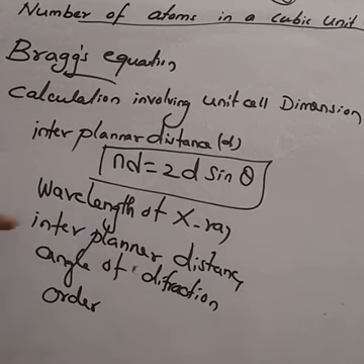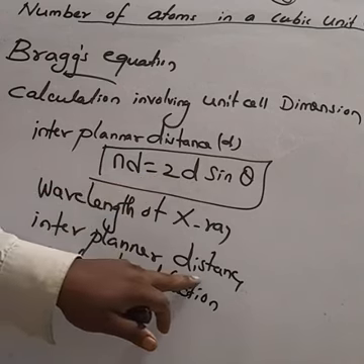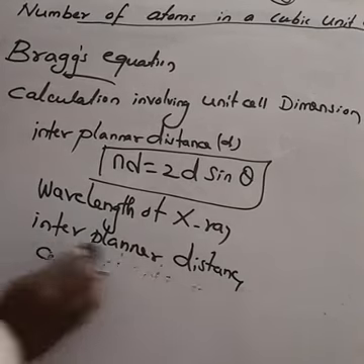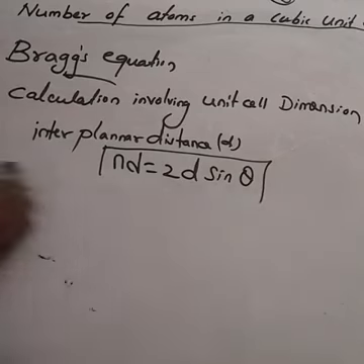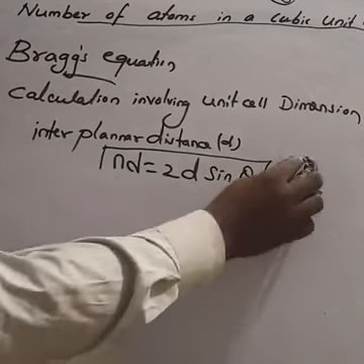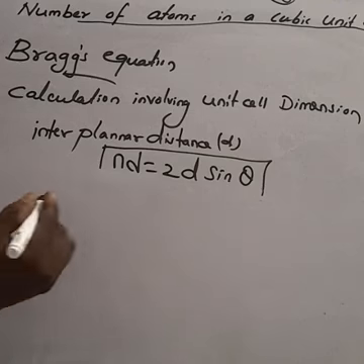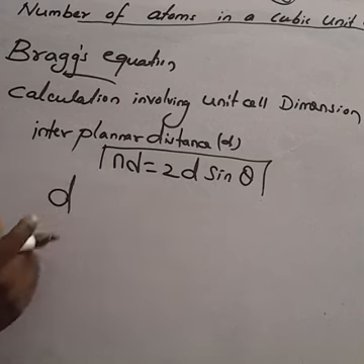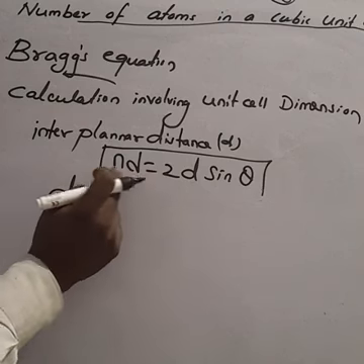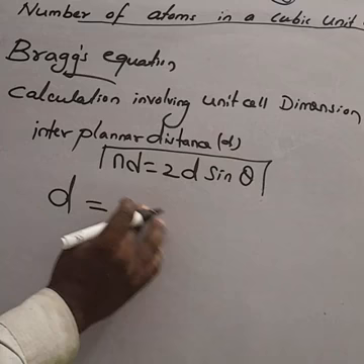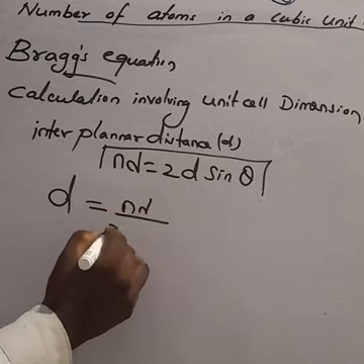What is the D? That is the interplanar distance. By knowing the value of lambda, theta, sin theta, and n, we can calculate the interplanar distance d. If you know the values of lambda, n, and theta, we can find the value of d. So, d can be written as d equals n lambda divided by 2 sin theta.